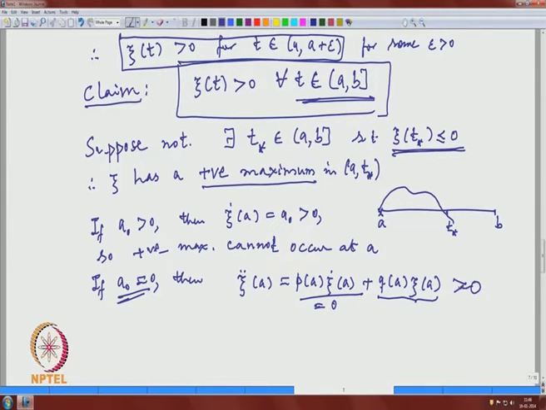And at a maximum the second derivative cannot be positive, it can only be less than or equal to 0. So, therefore, again the positive maximum cannot occur at A. Okay. So, that means what? The positive maximum occurs at an interior point T 0.